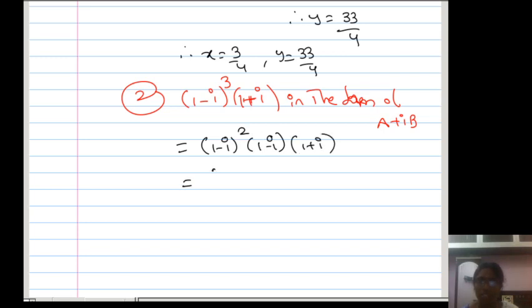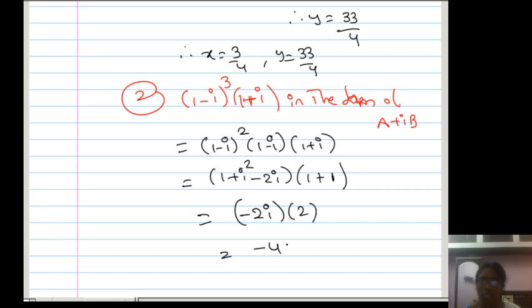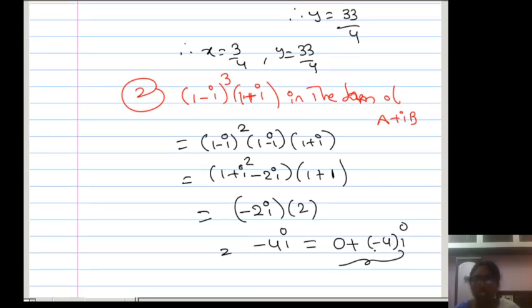(1 minus i) square is 1 plus i square minus 2i, which is 1 minus 1 minus 2i, that is minus 2i. Into (1 plus i), 2 minus 4i. This is nothing but 0 plus minus 4 into i, written in the form a plus bi. What is the real part here? 0. What is the imaginary part? Minus 4. In this way we do the simplification. So these two are solved problems. Even if you are not able to understand the previous, if you see once again you can understand.